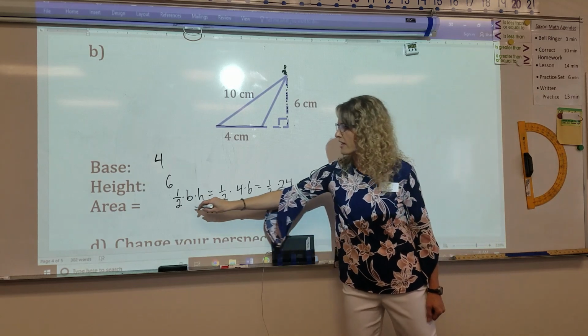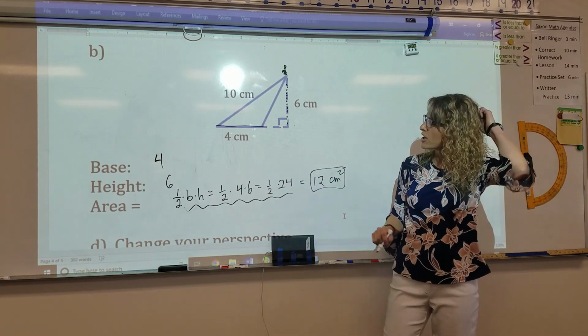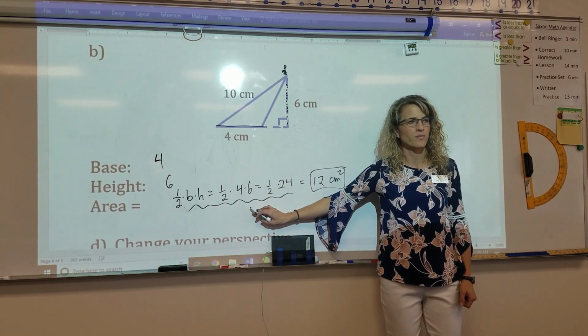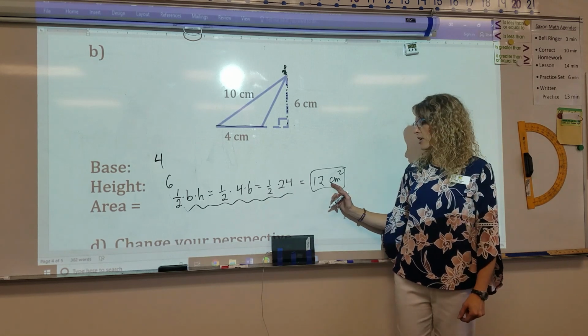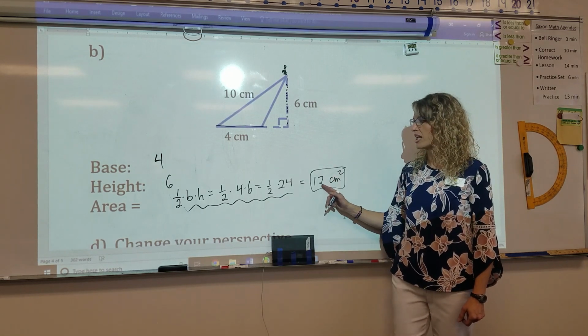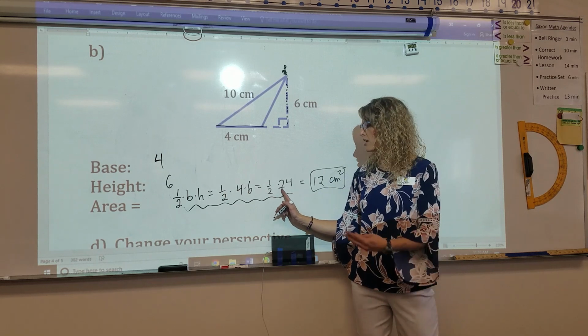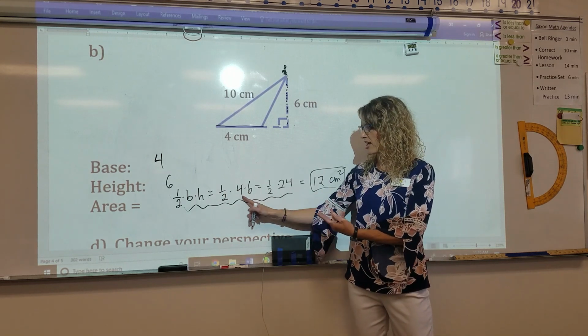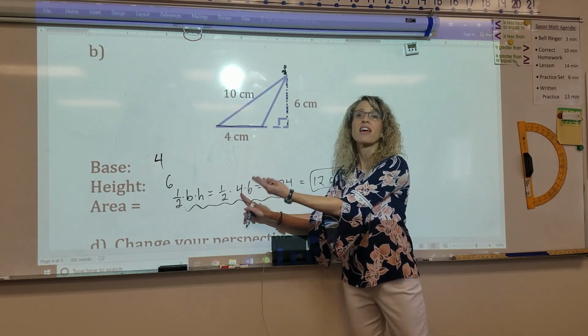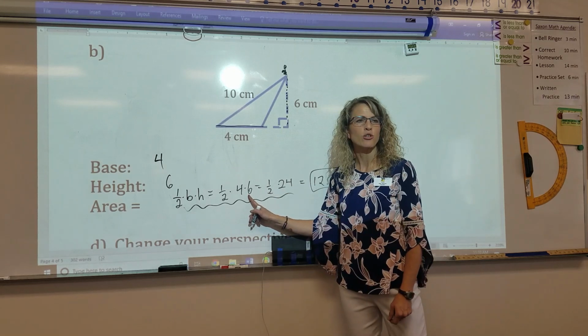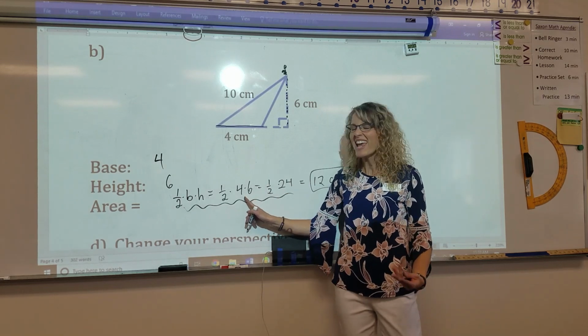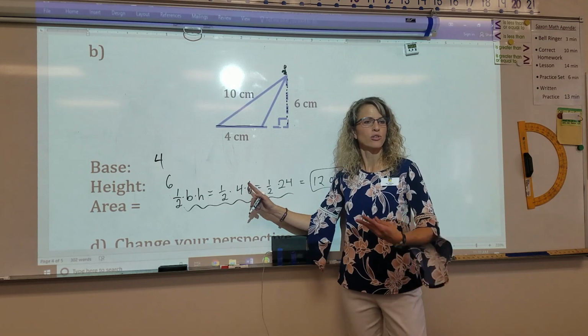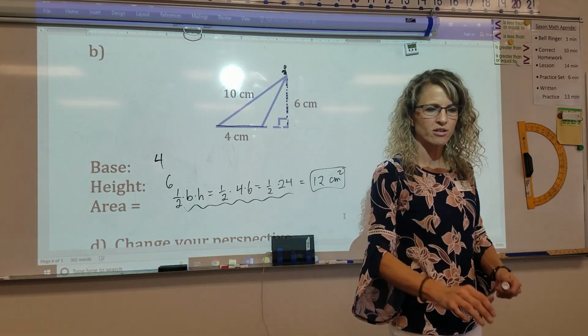I had a student say, I don't even know what all this writing is, Mrs. Boone. This is a record of my work. This is showing work. This is saying, I know it's 12, and I could have done it in my head, but now everyone can see, oh, okay, she took half of the base times height. That's what she used for the base. That's what she used for the height. So if you make a mistake, you can go back, oh, I used 10 instead of 4 times 6, you can see a record of your work. So it's good to write down your work.